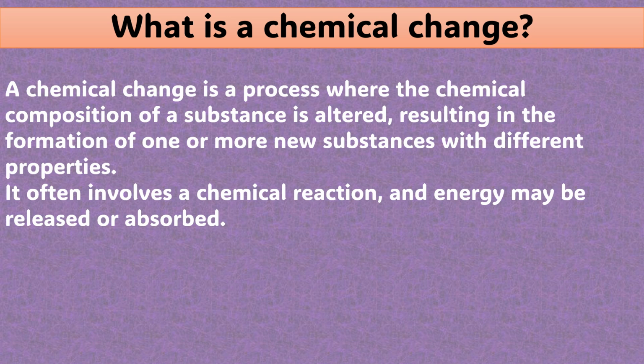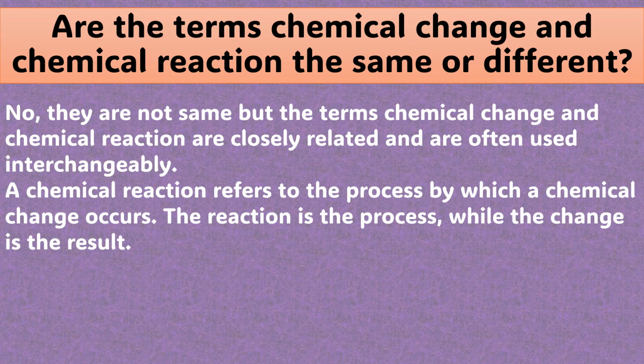Answer. A chemical change is a process where the chemical composition of a substance is altered, with the formation of one or more new substances with different properties. It often involves a chemical reaction, and energy may be released or absorbed. Question number 17. Are the terms chemical change and chemical reaction the same or different?